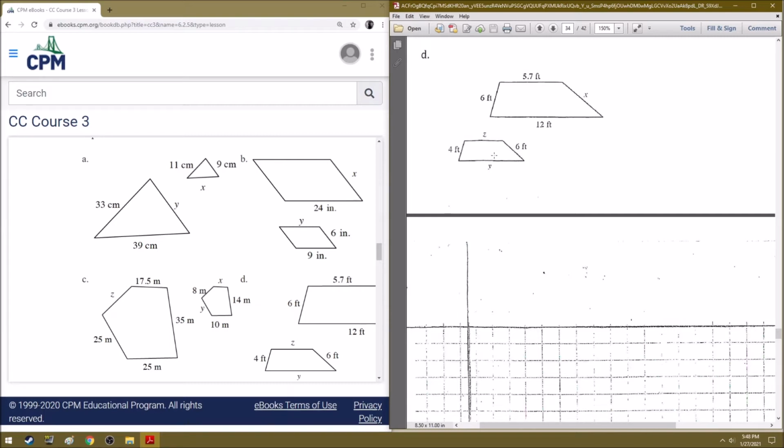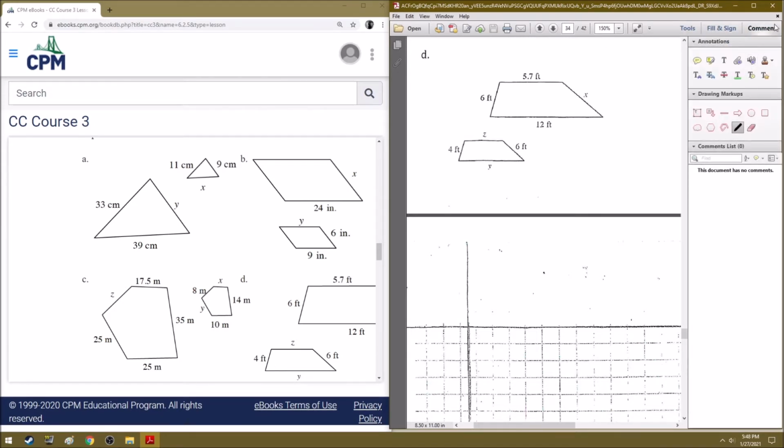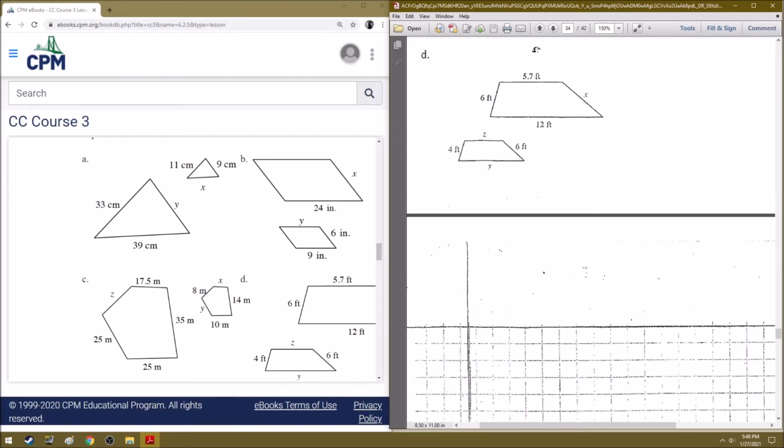So the first thing you can do to find the side lengths is first find what the scale factor is. To find the scale factor, you need to know a side length on the new shape and the corresponding side length on the original. I'm going to pick the smaller shape here to be the original, and this bigger shape over here to be the new shape. But you could have picked it the other way around.